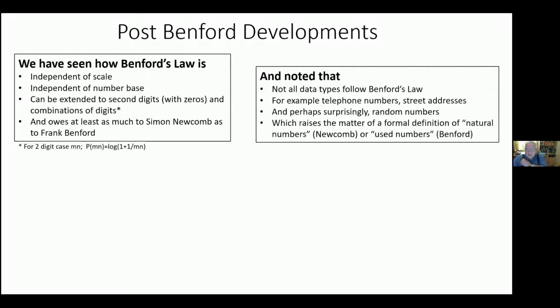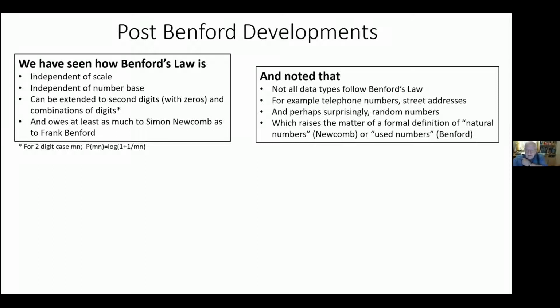We've noted that not all numbers will follow Benford's law. And surprisingly, random numbers, if you use the rand function on your PC, you will get numbers between 0 and 1, and their leading digit is truly uniform, 11.1%. That's the way the numbers have been constructed. So even numbers which are, you'd think, wild, like random numbers, don't necessarily follow Benford's law. So you have to be a bit careful.